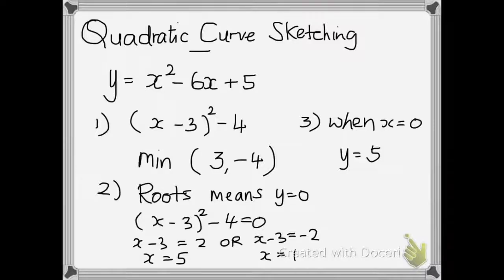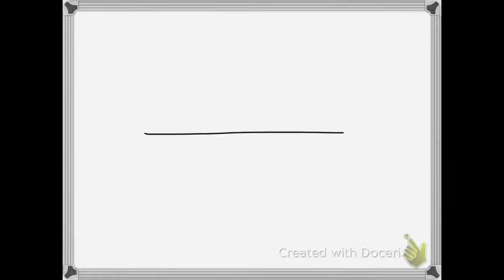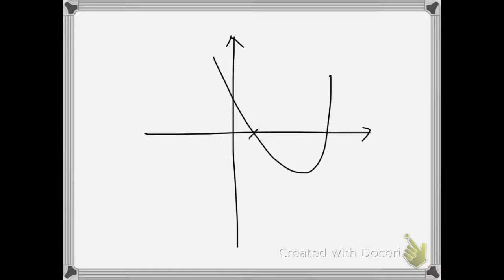Now you can sketch. So it must be 1 here, 5 here. This point is (3, negative 4). This point is 5.